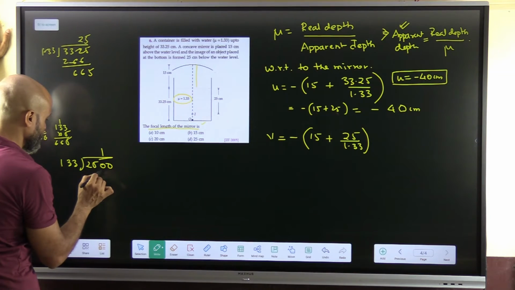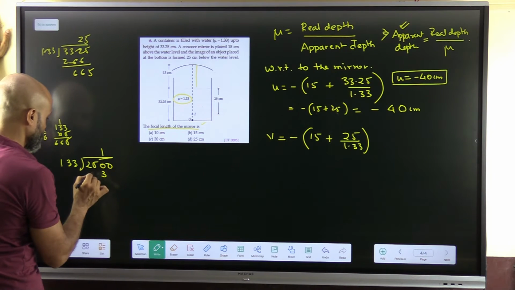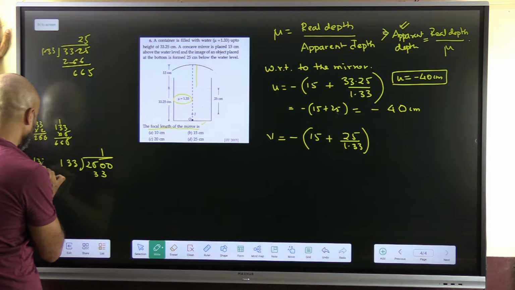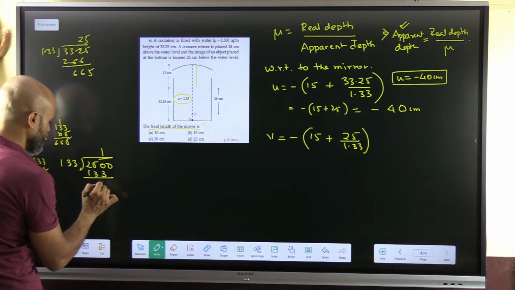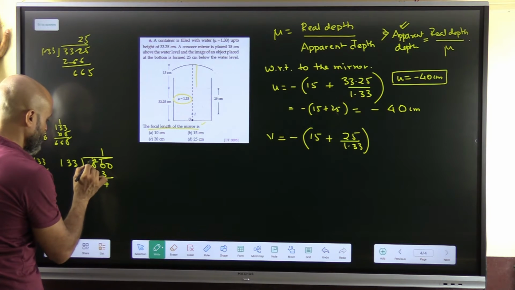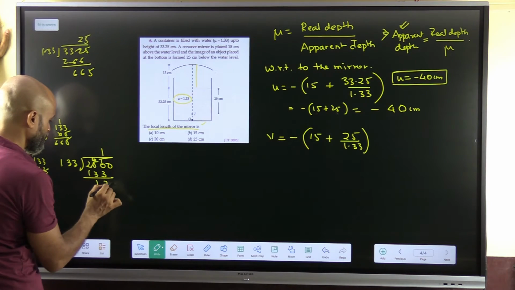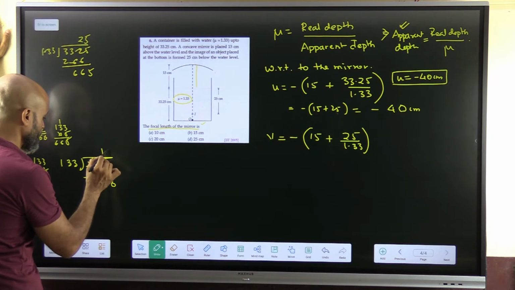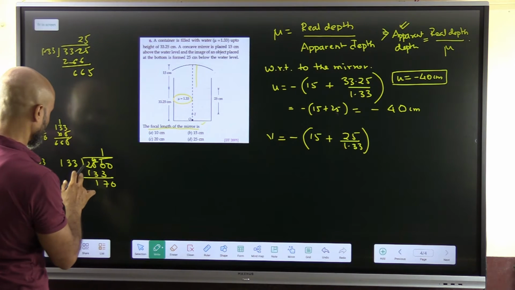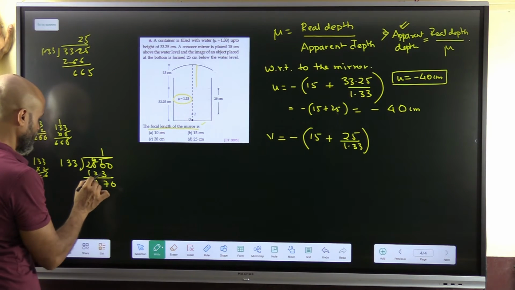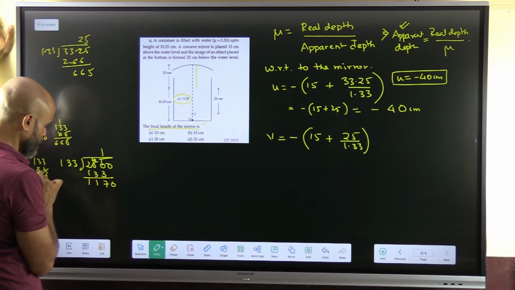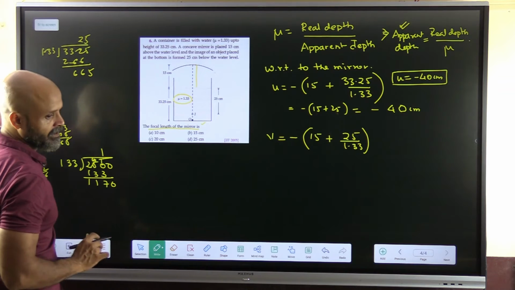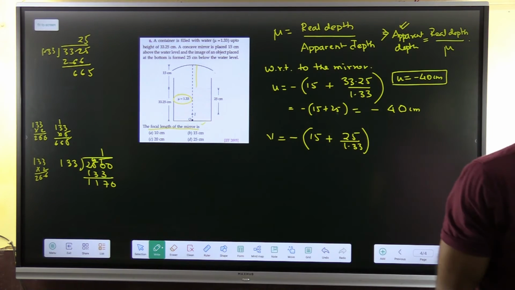Let's work it out: 133 into 2 is 266, and so on, so this is not possible directly. So this will be how much? 133 into 133, let me use a calculator here.